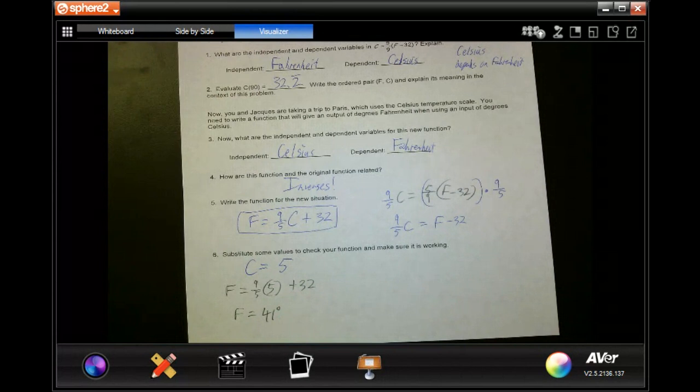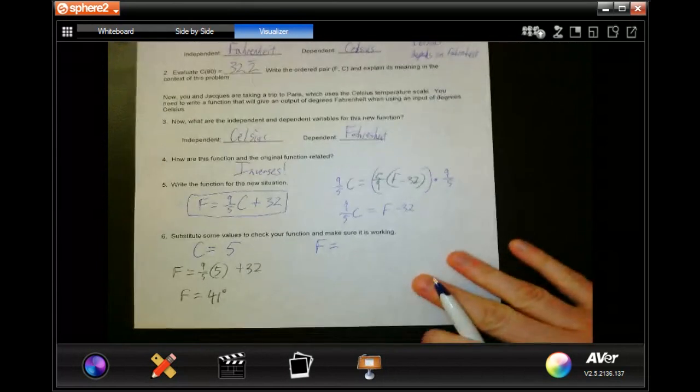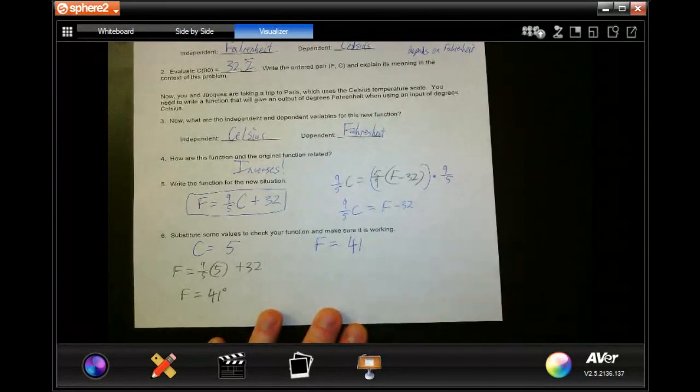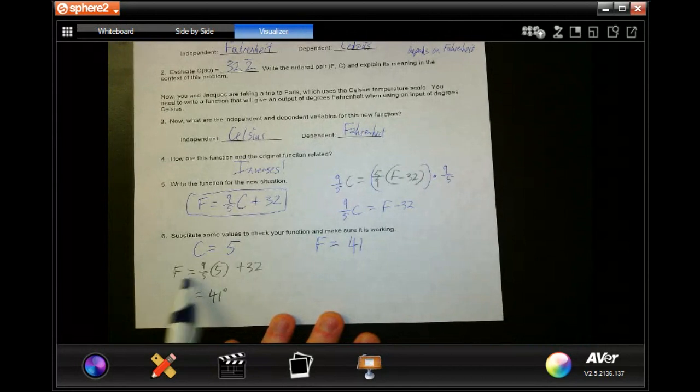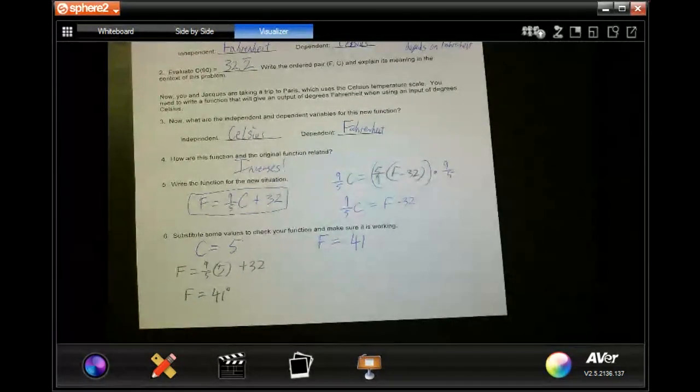Okay, so now what do we want to do to check? What do we want to do to make sure that these inverses work? What do we want to plug in for F in the other function? Yeah, we want to plug in 41 now, not into this function, because we already know what C would be if we plugged 41 in. We want to plug it into this one here to yield a Celsius. So why don't you plug 41 in for F from that original equation?